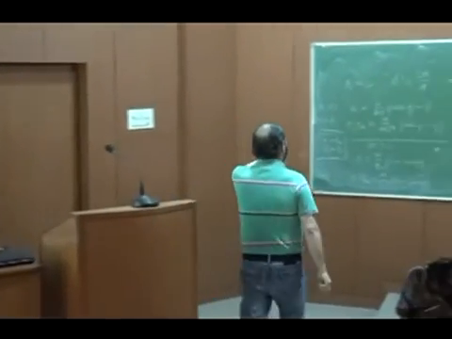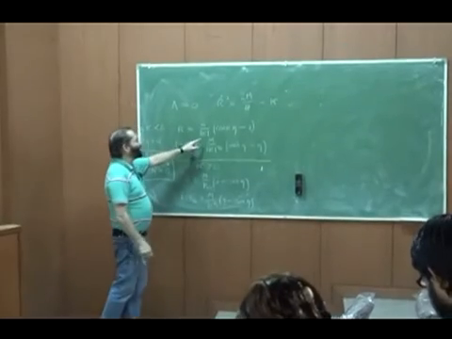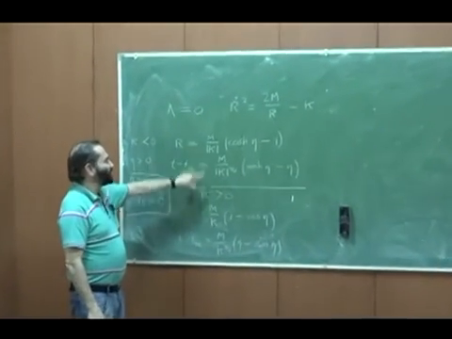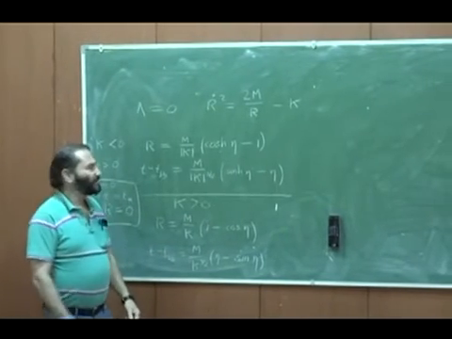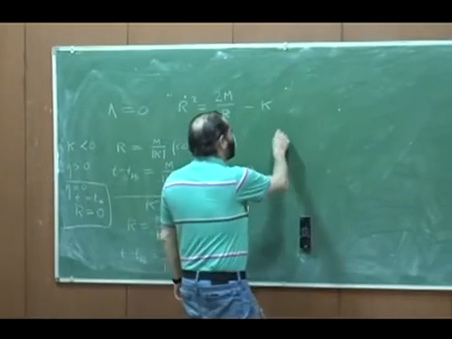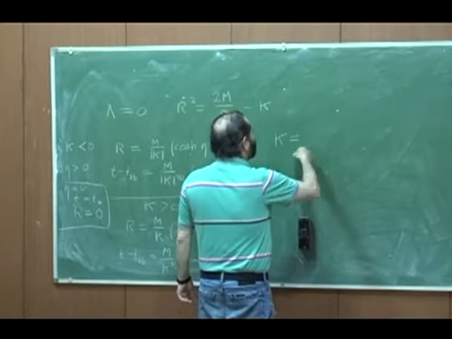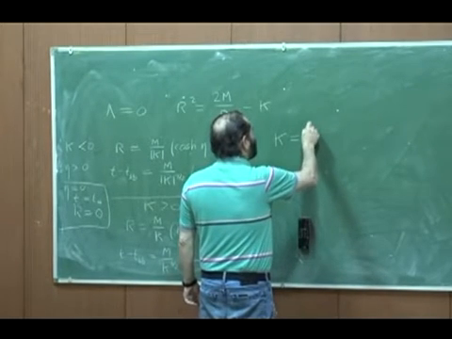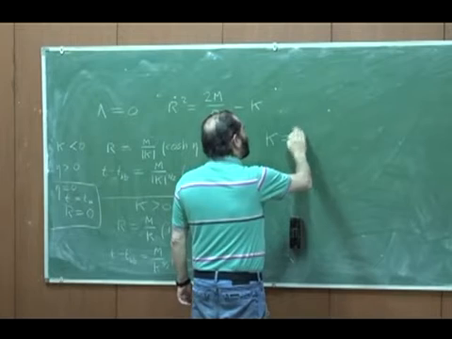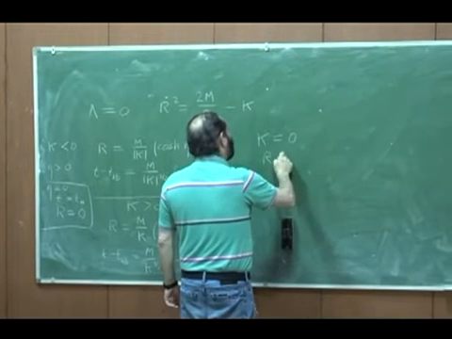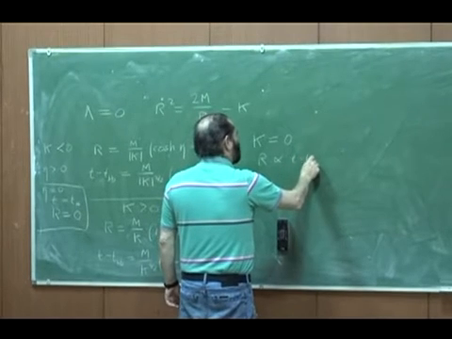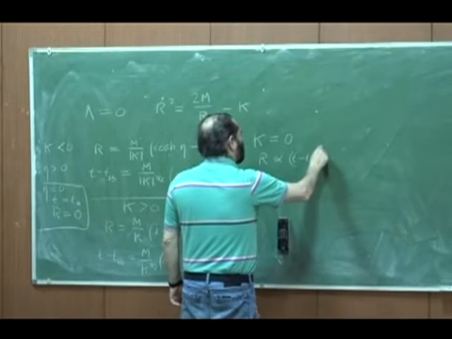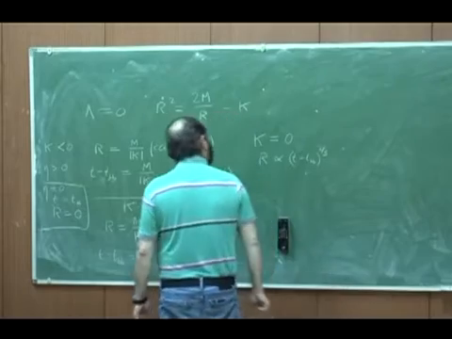A good exercise is to test whether these solutions solve this equation. Notice that we are not seeing the case k equals 0. For k equals 0, we have that r is proportional to t minus T Big Bang to the 2/3.